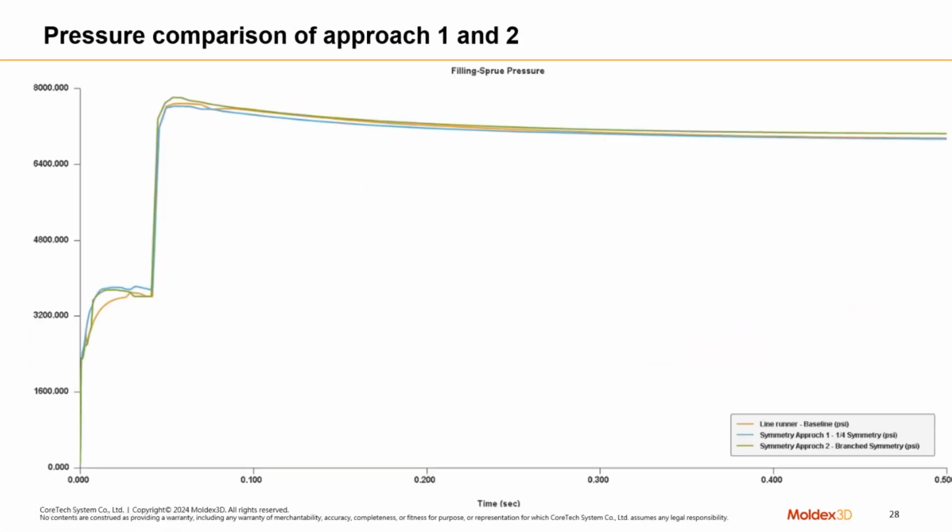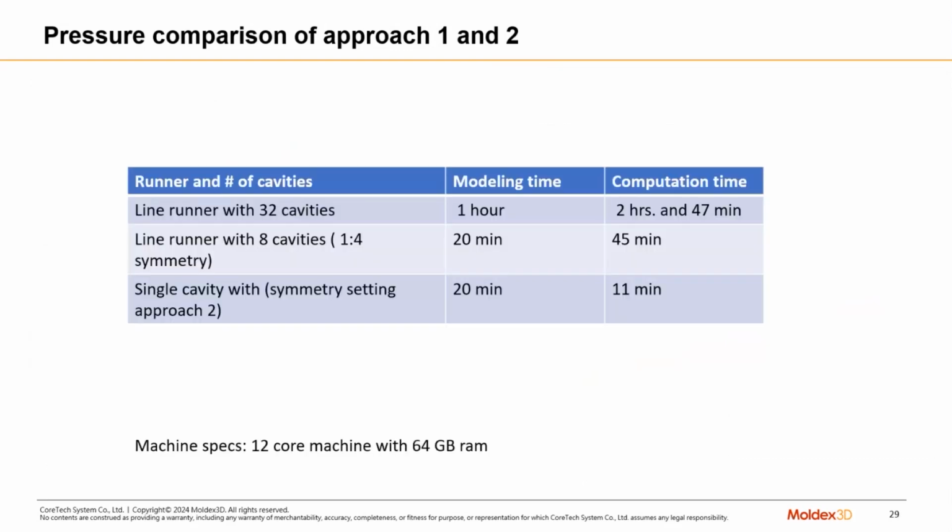And we are comparing the pressure of all the three, and you can see you don't see much difference whether you are using a full model, symmetry, or the symmetry with the line defined. The only thing we are going to save is so much time. And this is basically showing you the differences in modeling time and computation time, line runner with the 30.